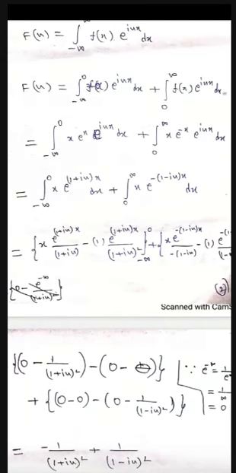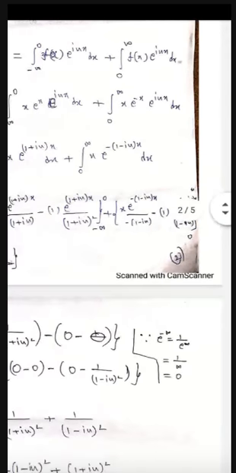Alternate signs: start with plus, next minus. x's derivative is 1 because x is the first function. First function derivative, second function integration. e power (1 plus iu)x, with 1 plus iu as the constant. If it comes to the denominator, it is whole square. So the limit is minus infinity to 0, plus the second term.